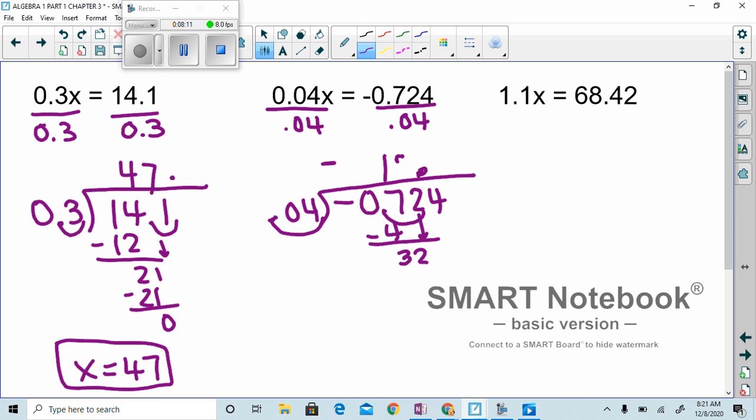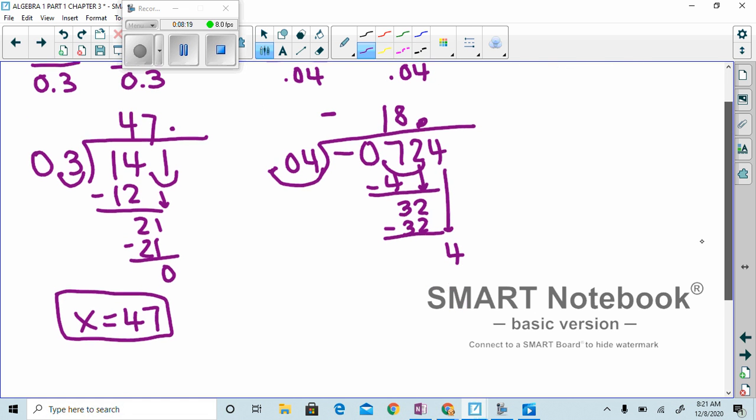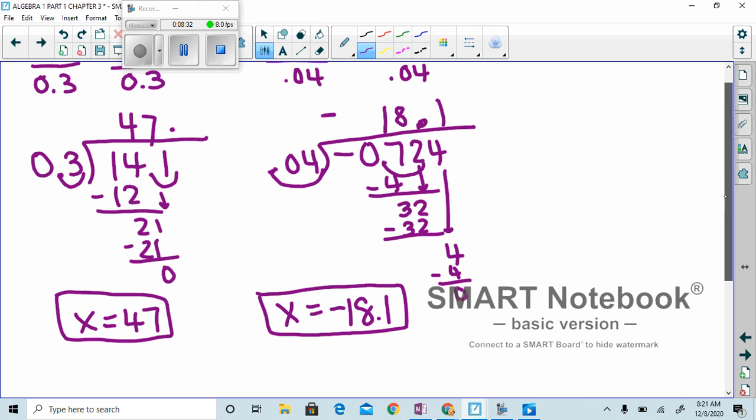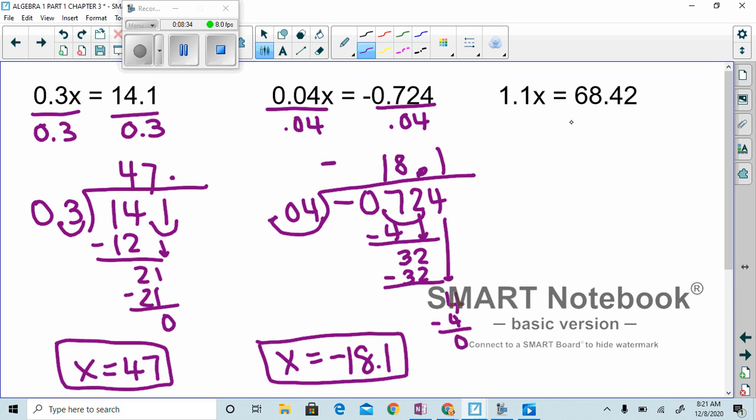4 times 8 is 32. I'll subtract and bring down my next digit. And then I have 4 times 1 is 4, remainder 0. So x is equal to a negative 18 and 1/10. I hope this is getting easier with each practice problem. Last problem of the day.